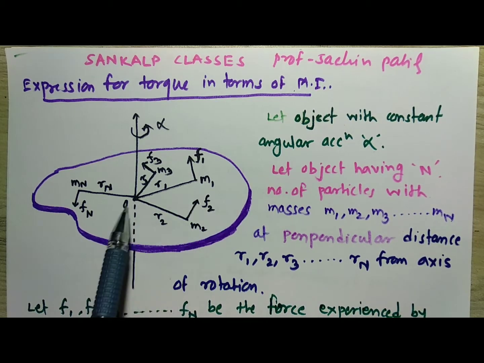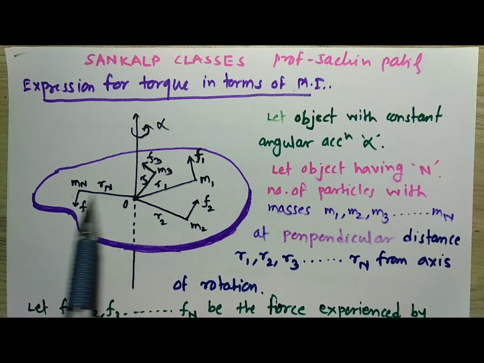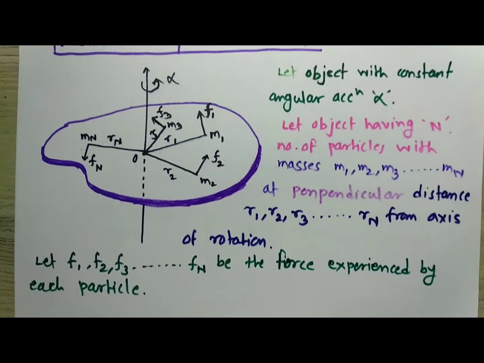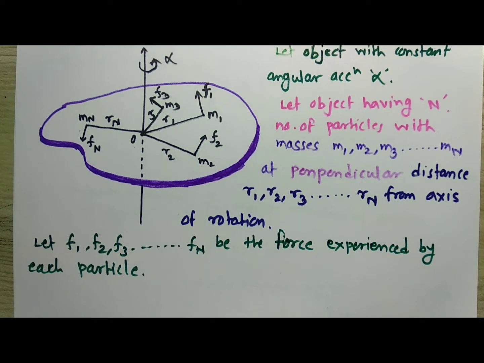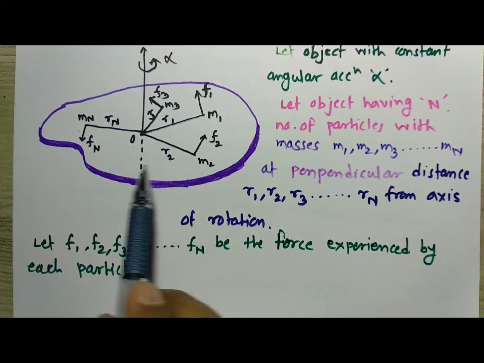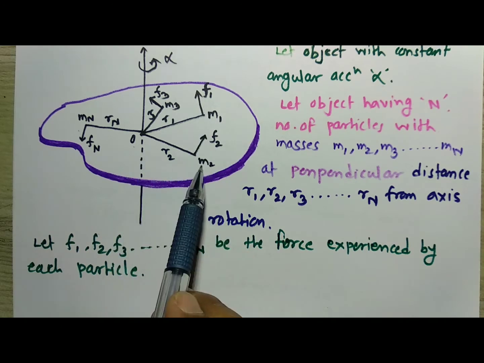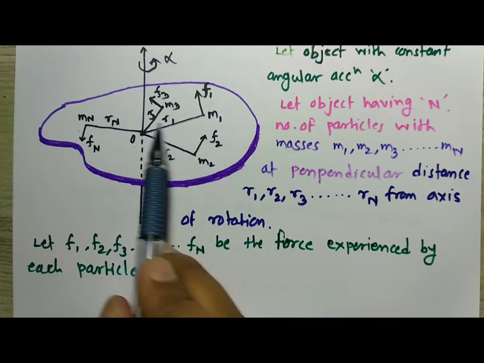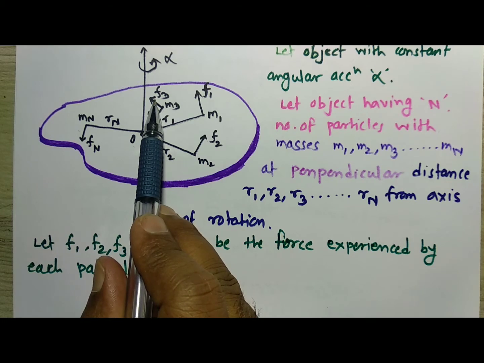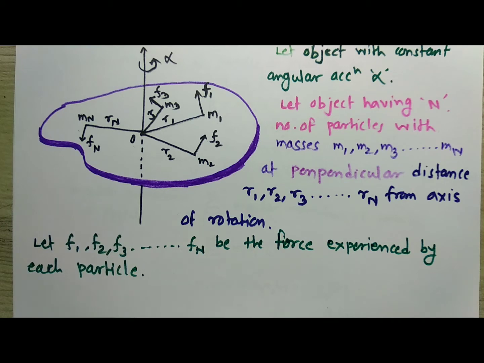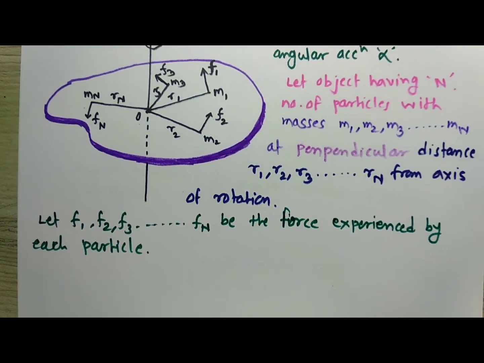These r1, r2, r3 and rn are the perpendicular distances from the axis of rotation, which is passing through point O. Let F1, F2, F3 and Fn be the forces experienced by each particle. Particle m1 experiences force F1, m2 experiences F2, m3 experiences F3 and mn experiences Fn. First, we have to calculate the linear acceleration.